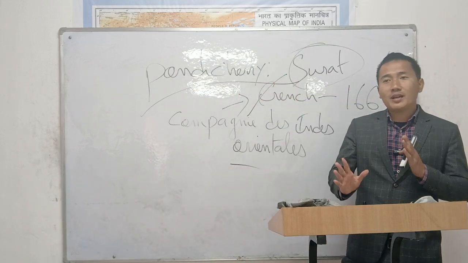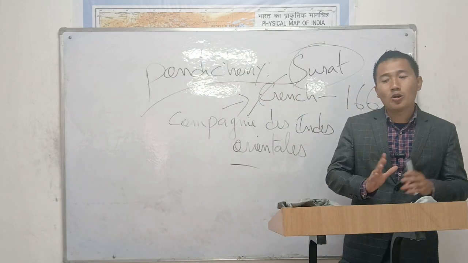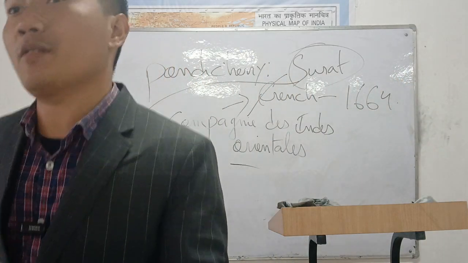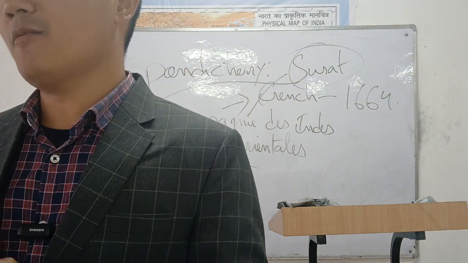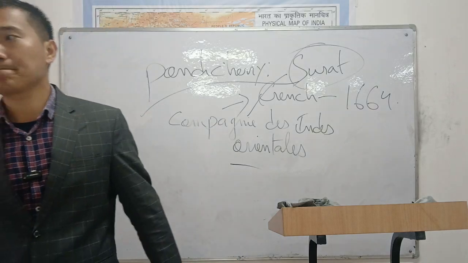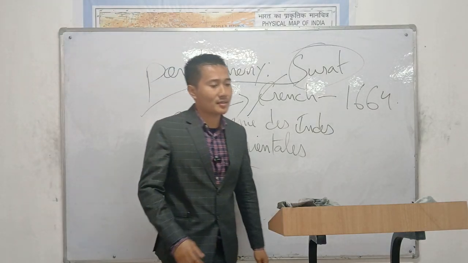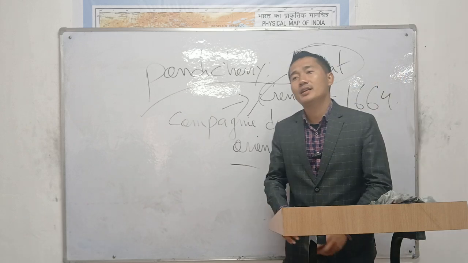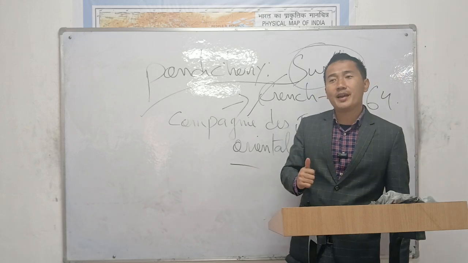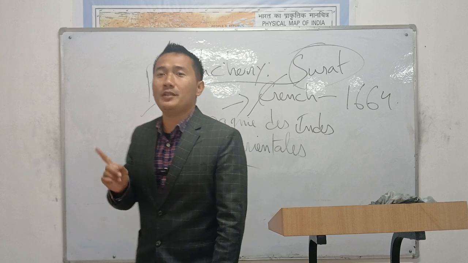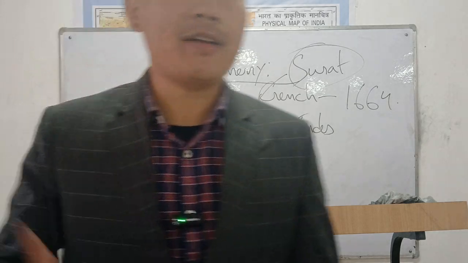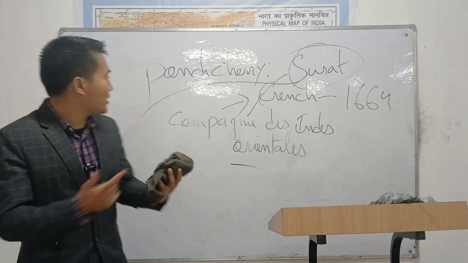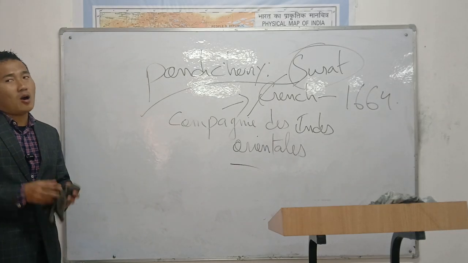Now, the most important thing about the French is that we have to know the fight between the French and the English. Four important battles were fought in India between the French and the English. And at the end of the day, it was the English who defeated the French. So now the English will become the supreme ruler. Let's see how the battle occurred and how it came to an end.